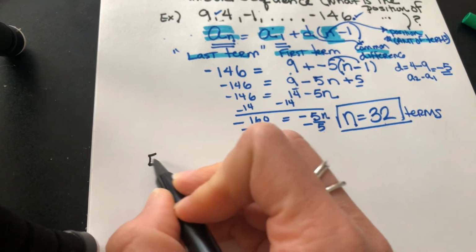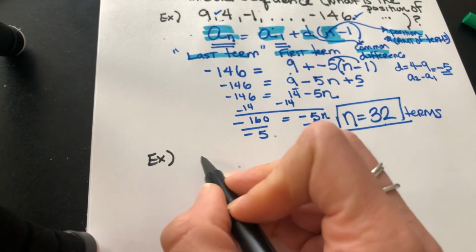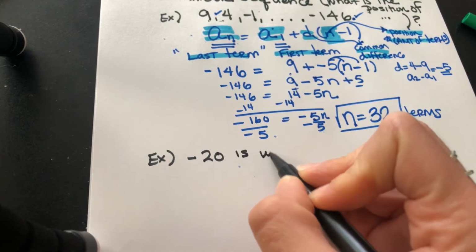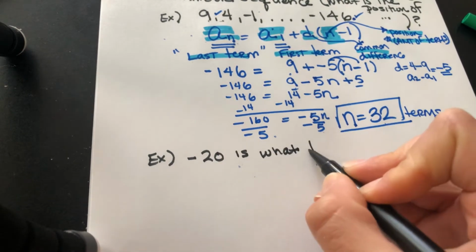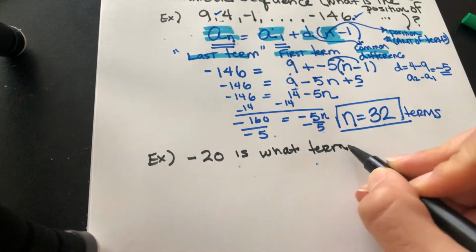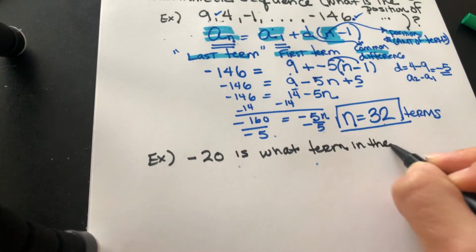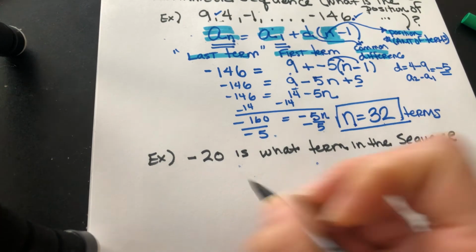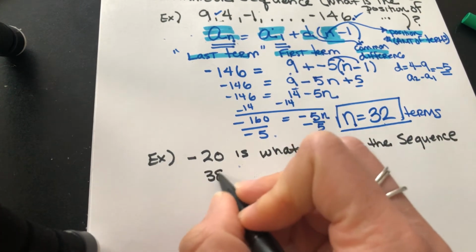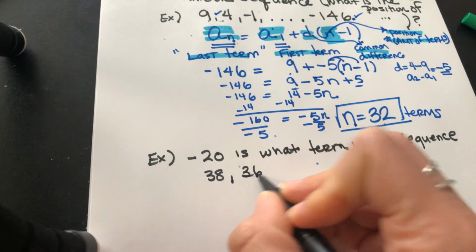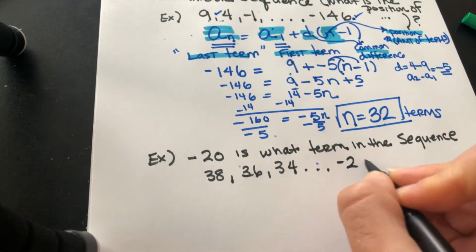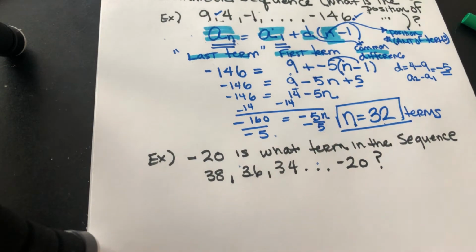So this is the same type of example. Let's just show you one more time. -20 is what term in the sequence 38, 36, 34, ... -20, question mark?